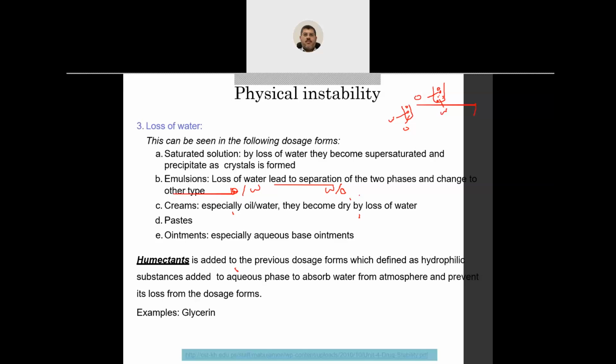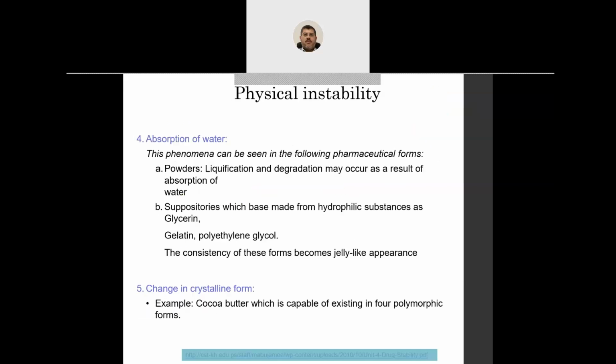So how to prevent this loss of water? Usually in the formulation, we include a substance called a humectant. This humectant is a substance that can absorb water, so it will keep the water content in the formulation. Humectant is added to these dosage forms and it will absorb water from the atmosphere and prevent drying or loss of water from the dosage forms, such as glycerin.